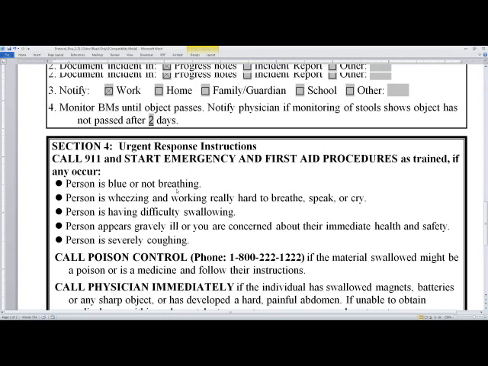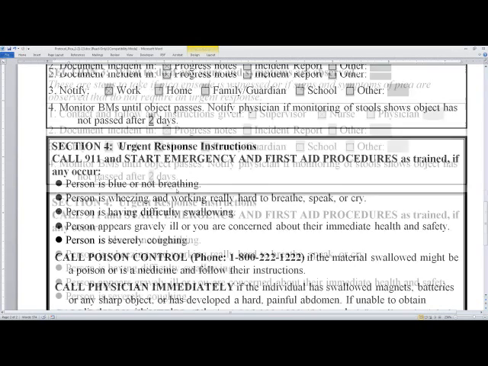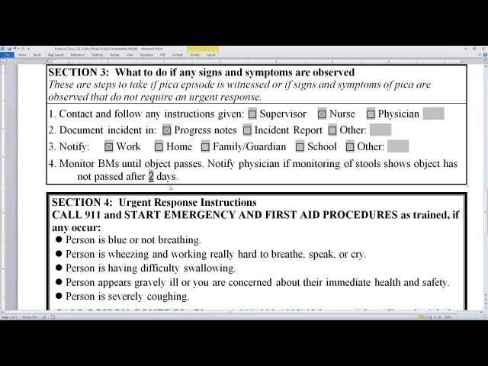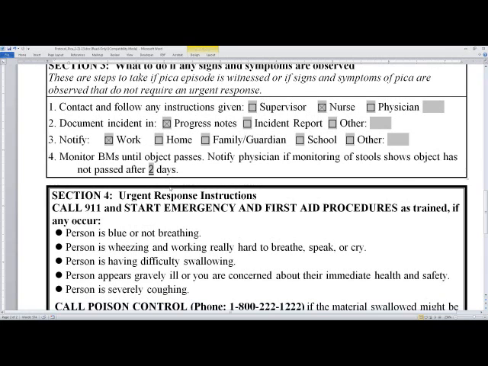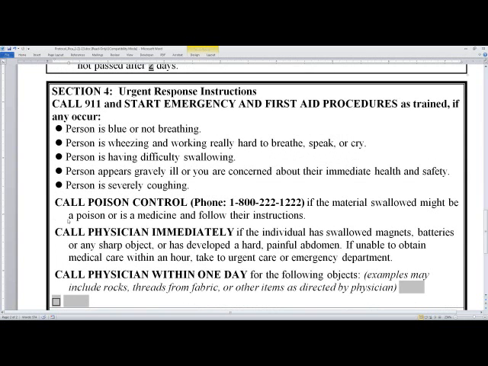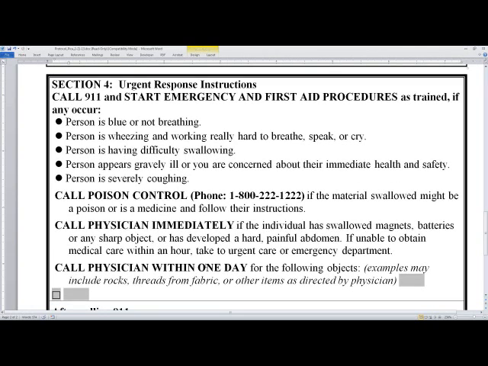Okay, so there is section 3, a quick walkthrough. Now, let's talk about urgent response instructions. There's more information in this section 4 than in any of the other protocols because we've included criteria for when you would need to call poison control or contact the physician immediately, and the possibilities that you may choose to call the physician within 1 day. But let's start at the top.